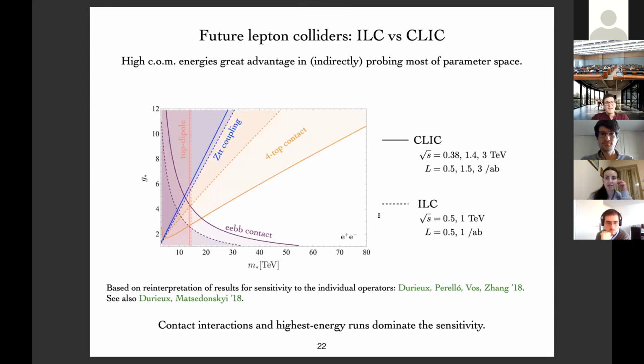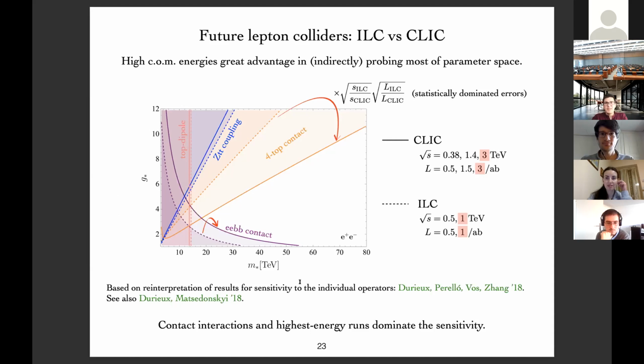These simple facts are behind the differences in the scale-coupling sensitivity when we compare a lepton collider such as ILC running up to 1 TeV with CLIC running up to 3 TeV, as shown in this plot. While the importance of top dipole and top-Z couplings is similar at both colliders and somewhat limited, top pair production via contact interactions would be able to reach large composite scales, in particular in the strongly interacting case, as shown by the orange. The difference between ILC and CLIC is simply understood as the relative enhancement of the sensitivity with collision energy, as well as the square root of the luminosity, since for both colliders the errors are statistically dominated.